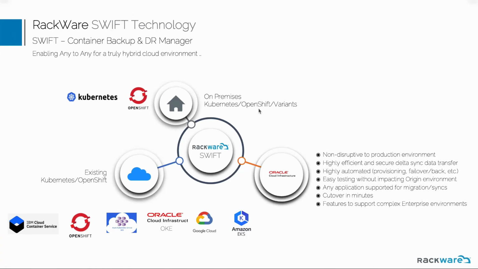Now with Swift, the vision is to allow any-to-any container migration, backup and DR. We do support multiple Kubernetes clouds and platforms. We also support OpenShift. So essentially you can migrate from any of these Kubernetes clouds, OpenShift, or Kubernetes on-prem to OKE and also set up DR.